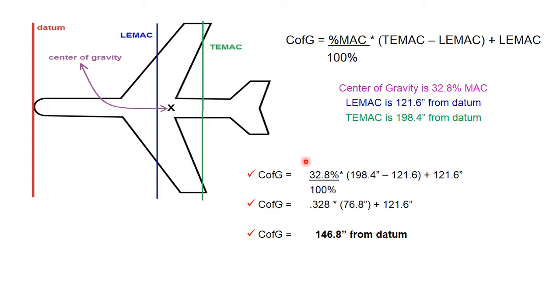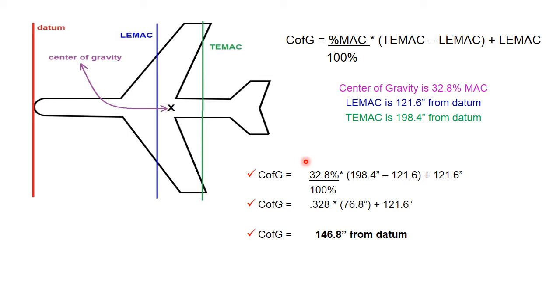Let us now work an example of a problem where we have the center of gravity given as a percent of MAC and we need to convert it to inches from datum. We will utilize the equation center of gravity equals the percent of MAC divided by 100% times the distance between the trailing edge and the leading edge, and to this value we add the distance from the leading edge to the datum.